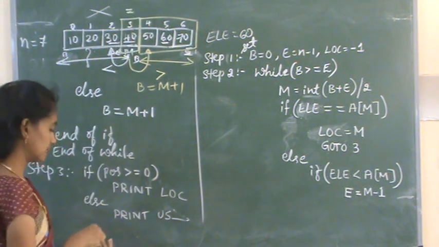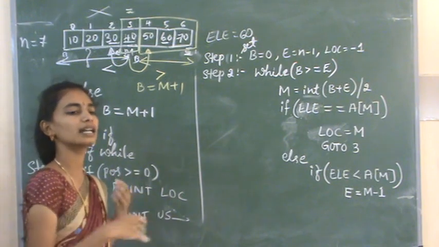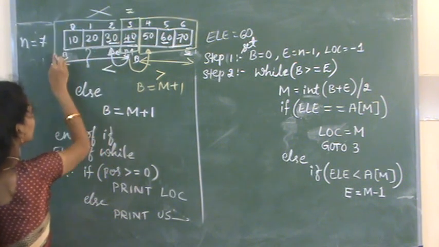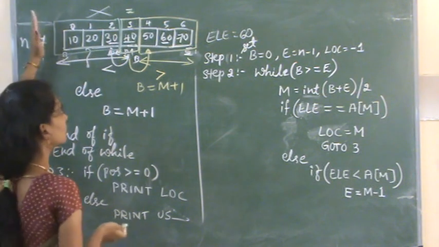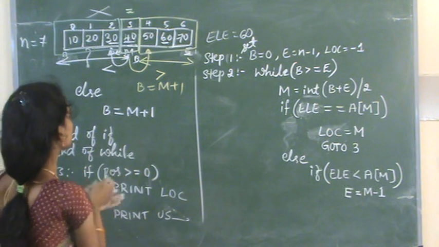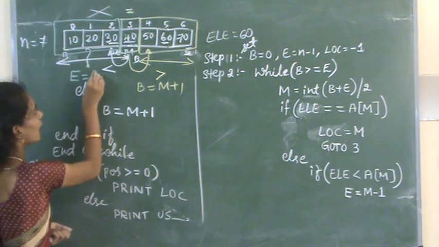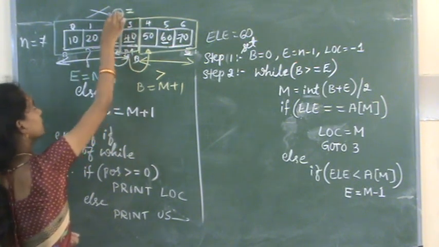So if it is not equal, it means it is either less than or greater than that value. If it is less than that value, we will perform the operation for the left side of the array. So if it is less than, we will change the end value as mid minus 1. So if it is mid, we will decrement the value.